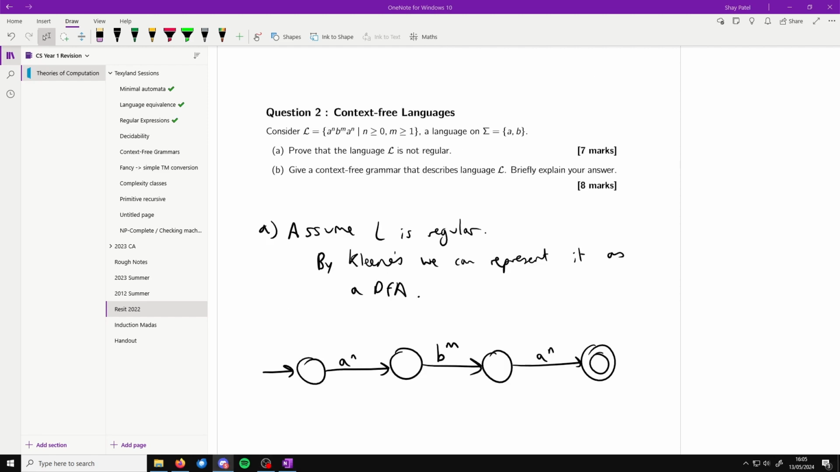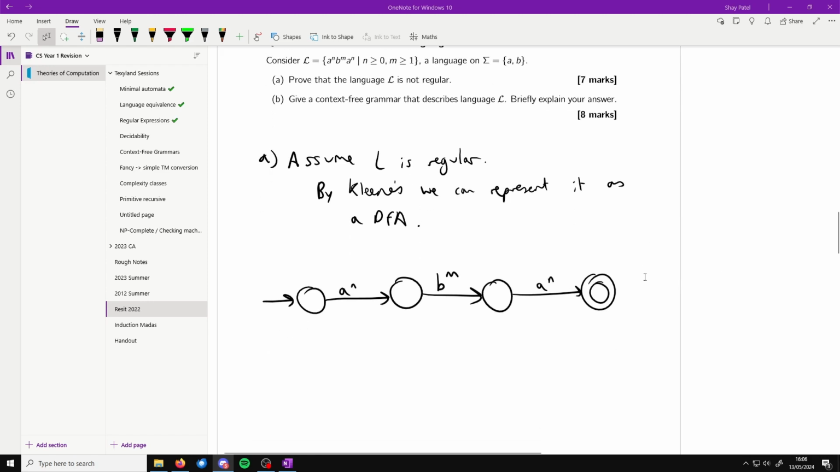So, proving that the language is not regular. We have the language a to the power of n, b to the power of m, a to the power of n, n is more than or equal to 0, m is more than or equal to 1, on the alphabet {a, b}. Prove that it's not regular. So we've already assumed it's regular, and by Kleene's theorem it must have a DFA. And now we start to describe this DFA. We will denote the state reached at a to the power of n. So when we reach a to the power of n, we get to state xn.